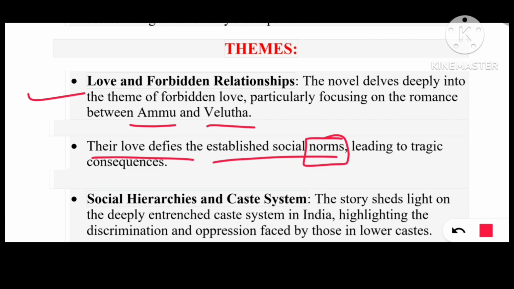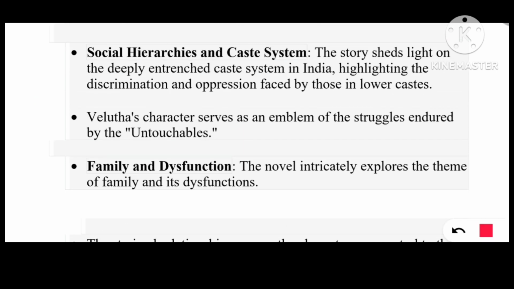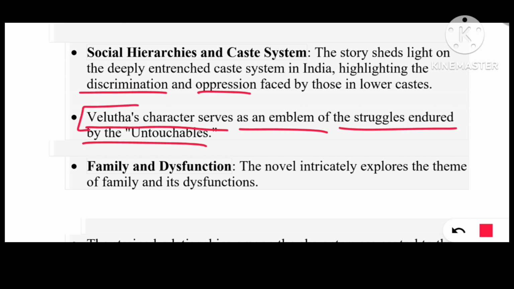Next, we see social hierarchies and the caste system. What is it? Let's see. As we know, India was never free of discrimination patterns and oppression, so we see both things in this novel as well. People are sent out, people are barred, people are kept aloof from the higher class, etc. Now Velutha's character serves as an emblem of the struggles endured by the untouchables. Velutha represents the problem of untouchables, indirectly. He is symbolic of the people who are oppressed in all of India.